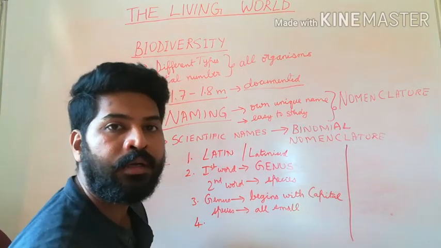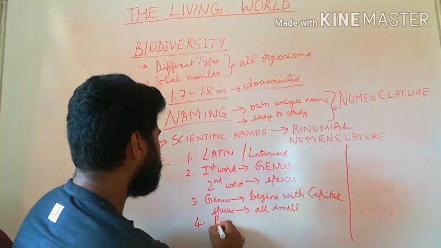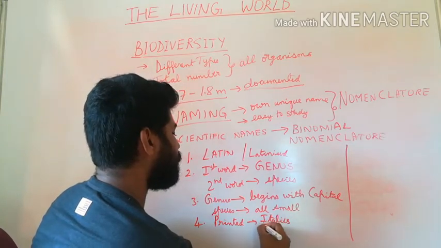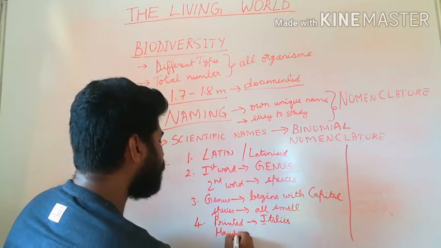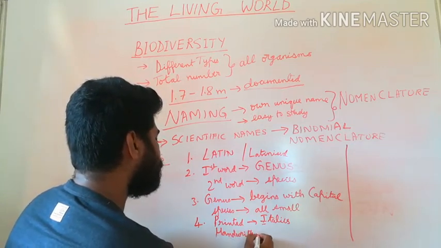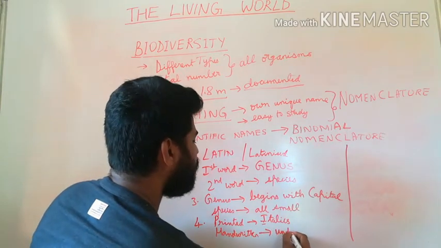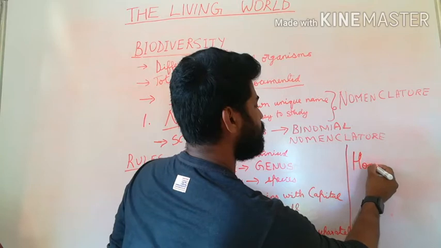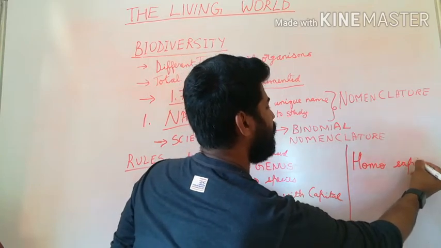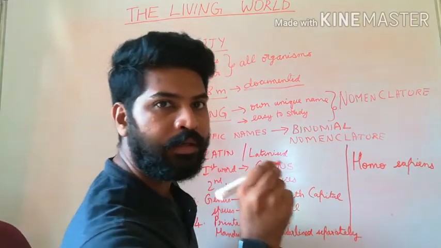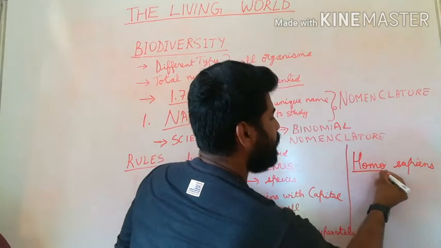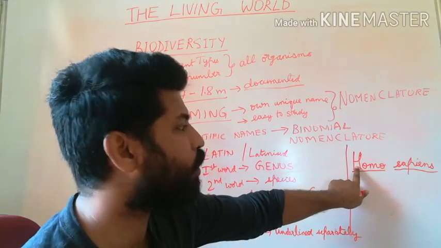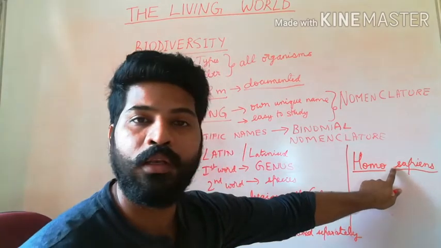When these names are typed or printed, then they are written in italics, and when they are written by hand, handwritten, then these words should be underlined separately. The Homo sapiens, it is written in italics. When it is typed, it should be in italics. Now because I am writing it with my hand, it needs to be underlined separately. That is rule number 4. And you can see the first letter in the genus is always capital, species is written in all small letters.